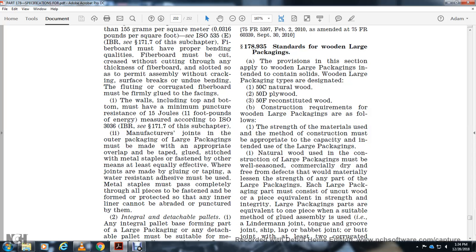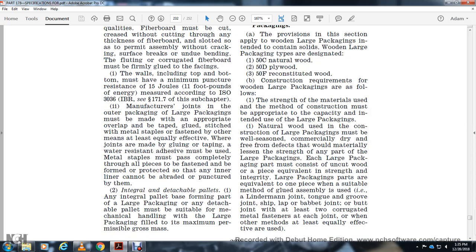178.935 Standards for wooden large packagings. The provisions of this section apply to wooden large packagings intended to contain several wooden large packs of the types 50C natural wood, 50D plywood, and 50F reconstituted wood. The wooden large packaging must be appropriate for the capacity and the intended use of the large packaging.